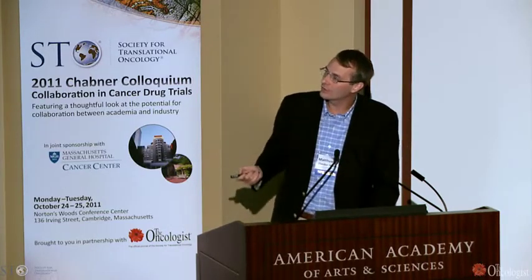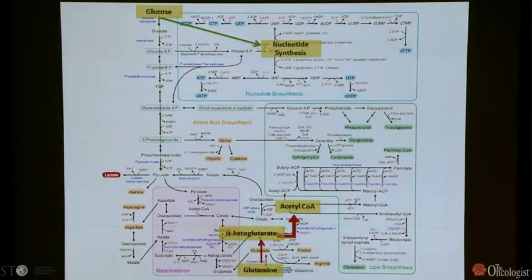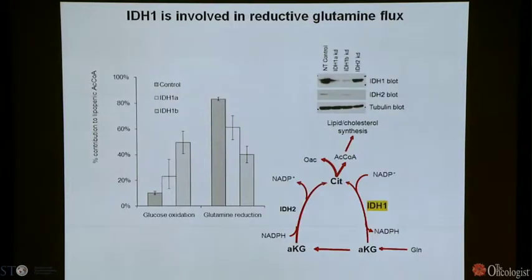And now you can use other substrates to build other things that can be derived from other nutrients, such as acetyl-CoA for lipid synthesis. Well, interestingly, our data suggests that IDH1, the same enzyme that you've heard from the last two speakers, may be involved in this pathway. And that's because if we eliminate isocitrate dehydrogenase, we can have an effect on this pathway.